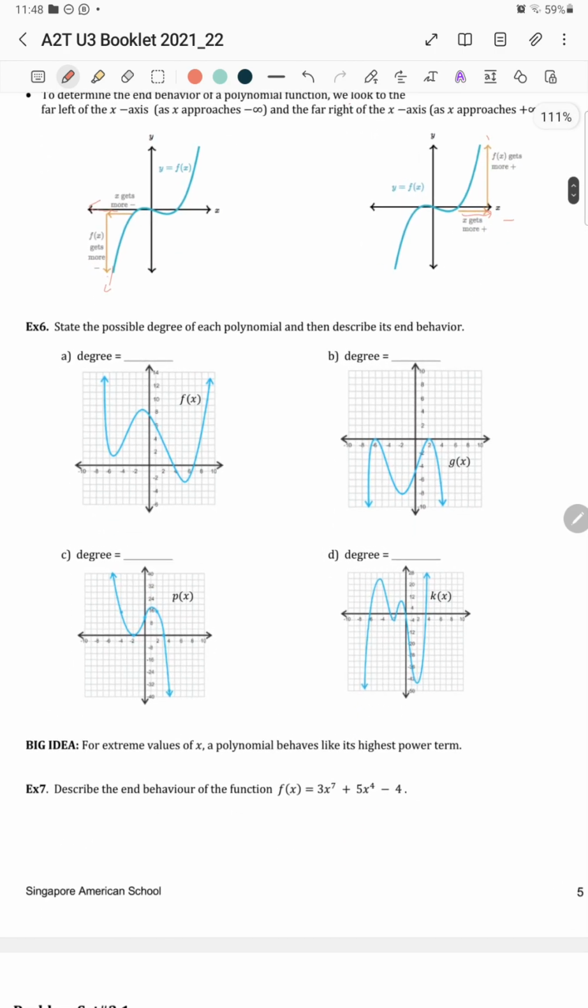So state the possible degree of each polynomial and then describe its end behavior. So the degree would be 1, 2.